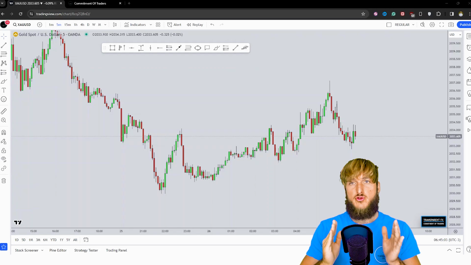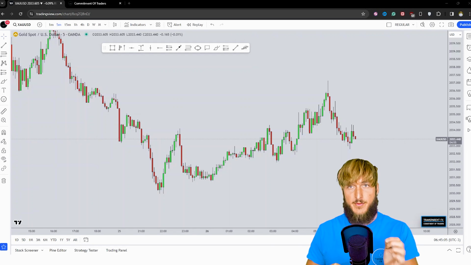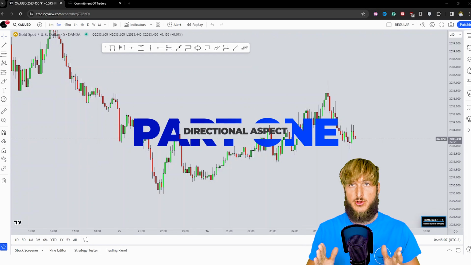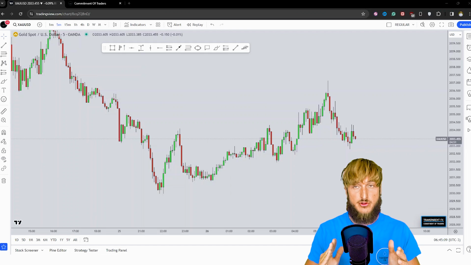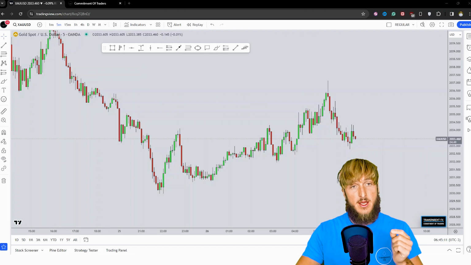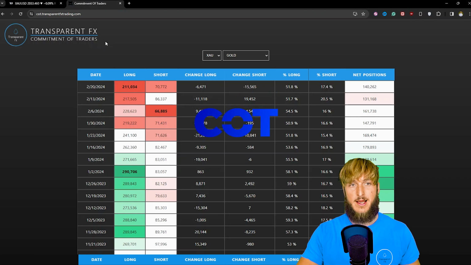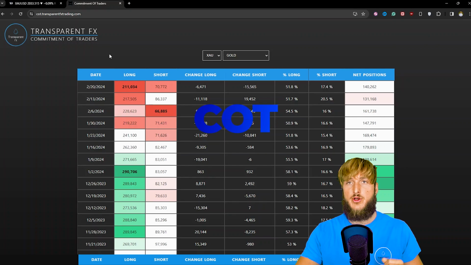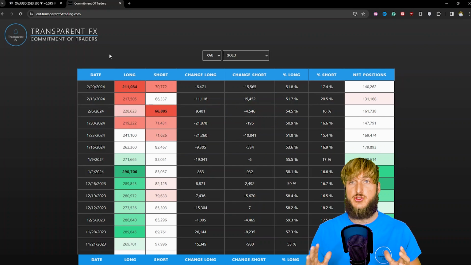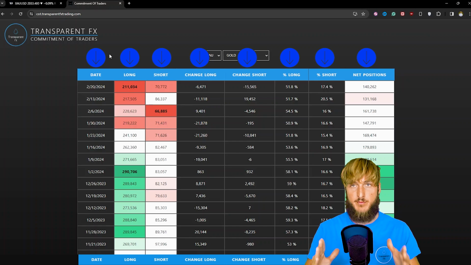Let's proceed as usual by steps. So first of all, let's speak about the directional aspect of this strategy. Now, when it comes to the direction, that is where the order flow comes into play, because when you're looking at the commitment of traders, you're essentially looking at how the biggest players in the market are moving their positioning.